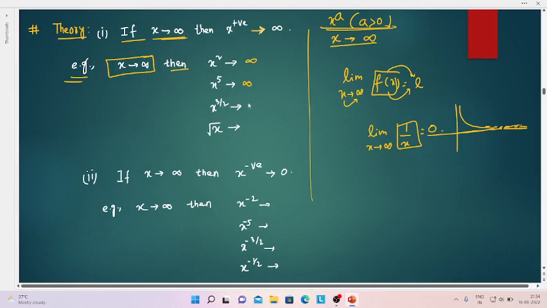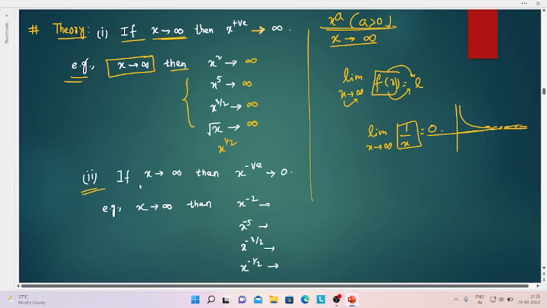Similarly, x to the power 3 by 2 always tends to infinity, since 3 by 2 is also a positive quantity, right? Can you tell me what root x will become? Since root x is x to the power half, and half is a positive quantity, root x will also tend towards infinity. So this is the first theorem.